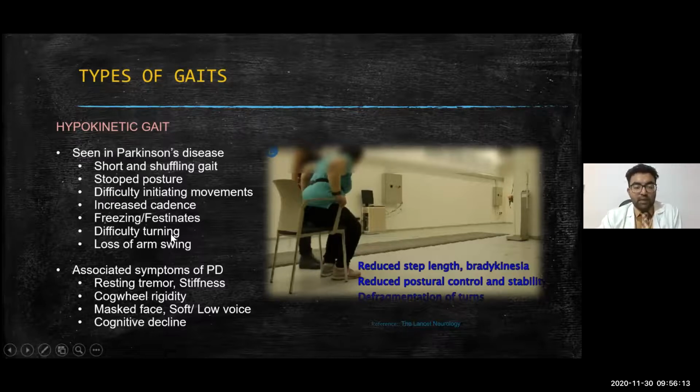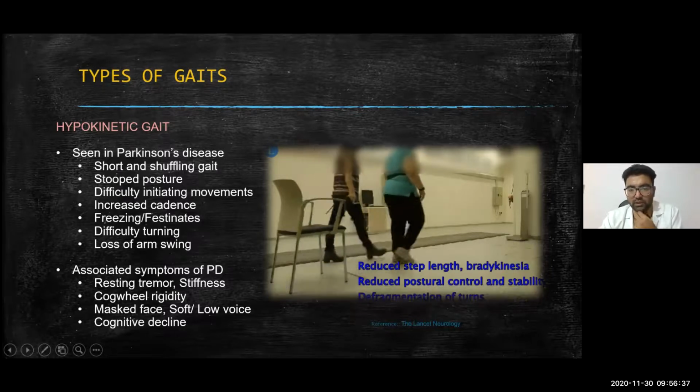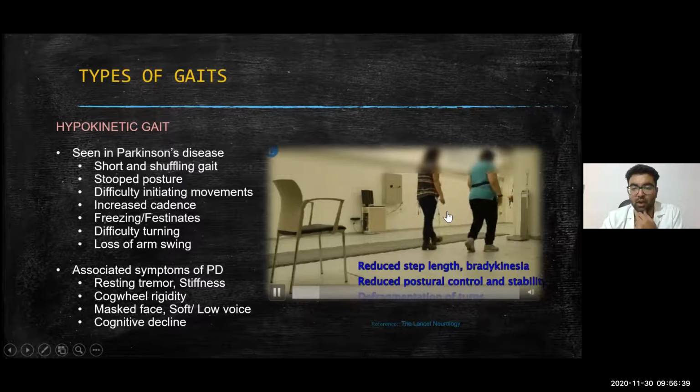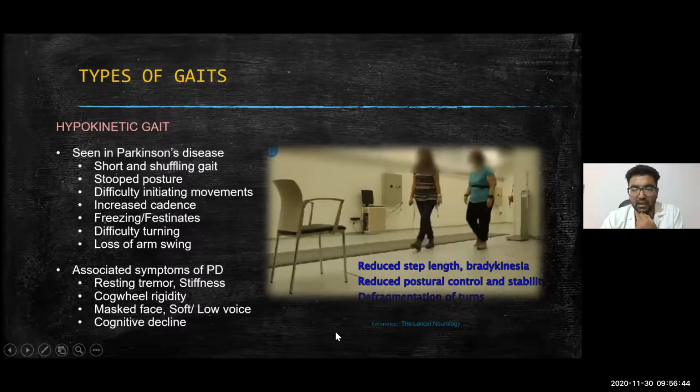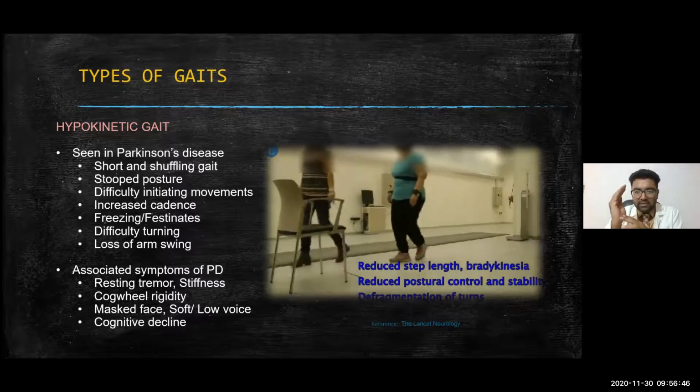The patient might also have difficulty turning, or you may notice a loss of arm swing. Other associated symptoms of Parkinson disease may also be present, such as resting tremor, stiffness, cogwheel rigidity, masked face, soft or low voice, or cognitive decline. So here is the video. You can see that the patient's arms are not moving properly. The patient is taking really short steps, and you can also see the contour is slightly bent.